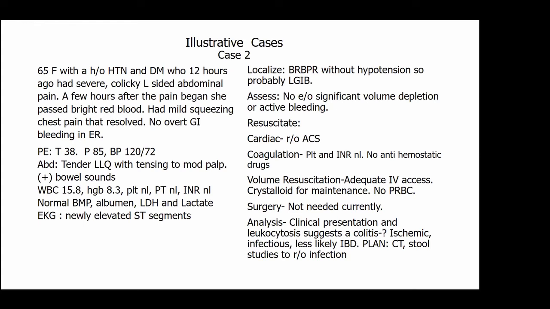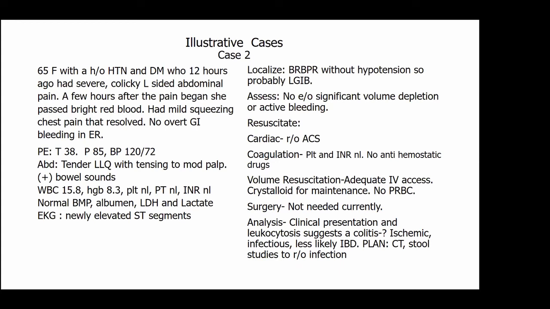On physical examination, her temperature was 38, pulse at 85, blood pressure was 120 over 72. Her abdomen had a tender left lower quadrant with some tensing to moderate palpation. She had bowel sounds. Laboratory, she had a leukocytosis. Her hemoglobin was 8.3, platelet count normal, PT normal, INR was normal, normal BNP, albumin, LDH, and lactate. EKG showed newly elevated ST segments.